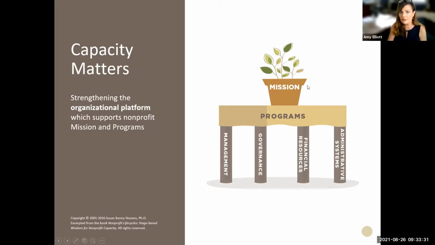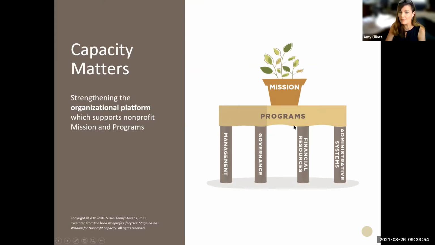So here's our mission. Here's what we want the world to see, right? It's the result. It's what we want. It's what we work toward. This is beautiful. How do we get there? What are we doing? How are we supporting that mission? Is through programs, right? That's what we're doing all day, every day.